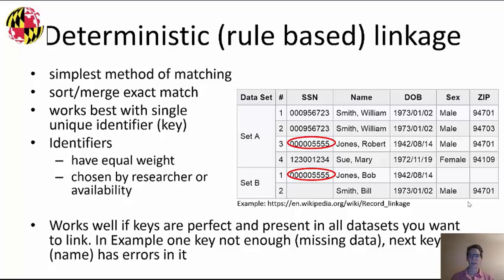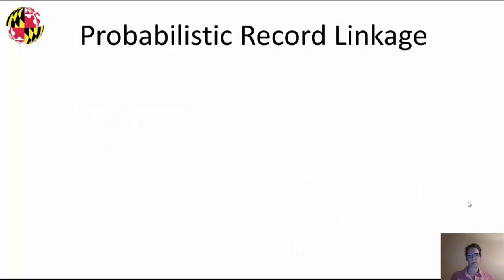As soon as that is not the case, you have to start moving on to next best variables, in this case name. But as a quick glance at the table will show you, here too names can be spelled differently and have issues that would make this kind of deterministic rule-based linkage much more difficult. For this reason, a couple of other techniques have been developed.